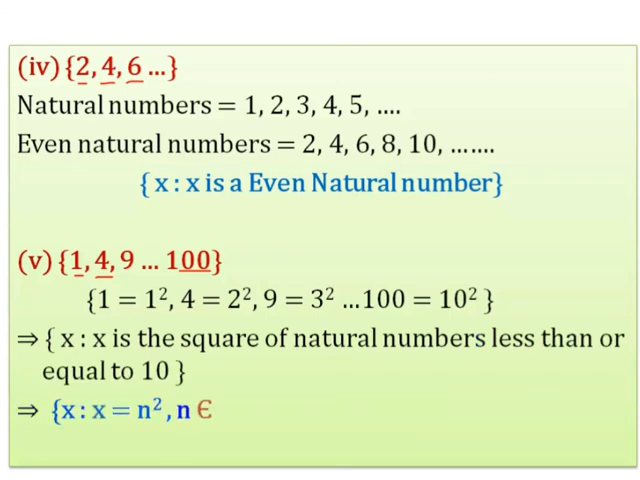Another way we can write this is x such that x is equal to n squared, where n belongs to natural numbers and 1 less than or equal to n less than or equal to 10. So here you see the n values change. We are writing it as n squared, and that n belongs to natural numbers starting from 1 till 10. So 1 less than or equal to n less than or equal to 10.